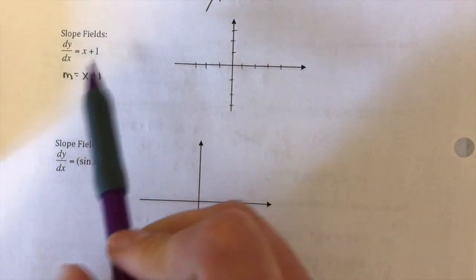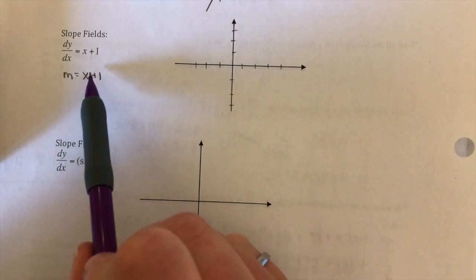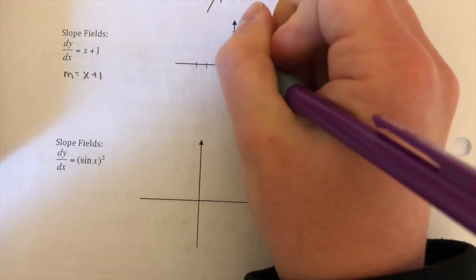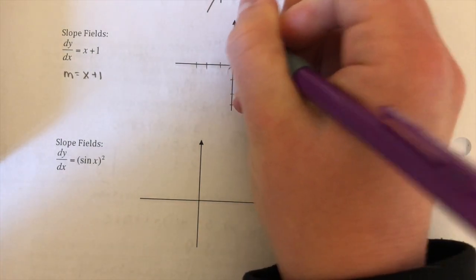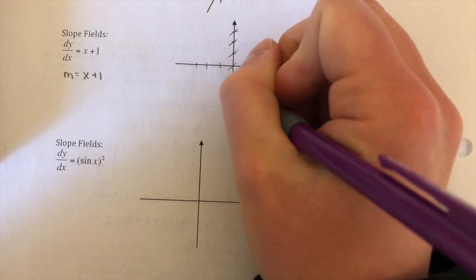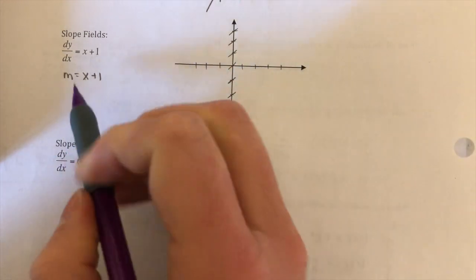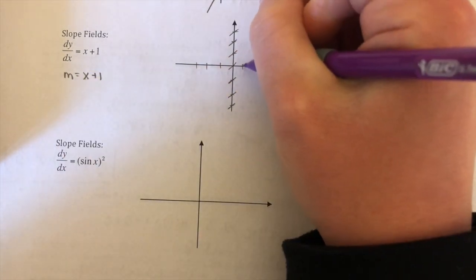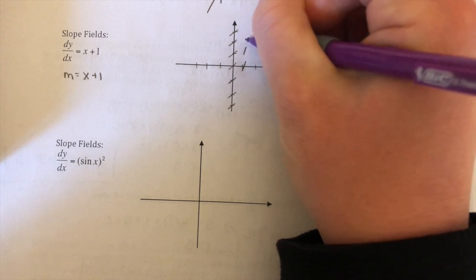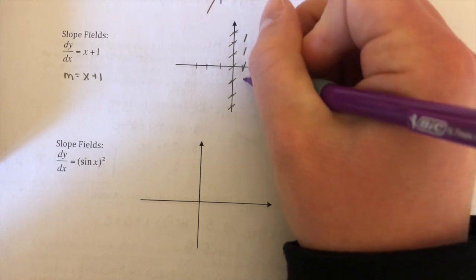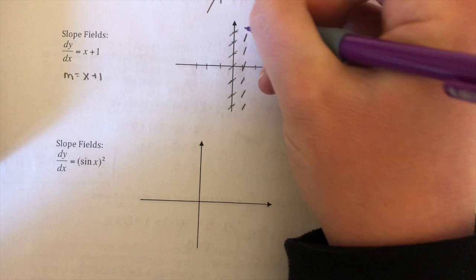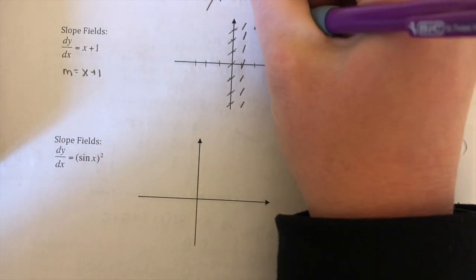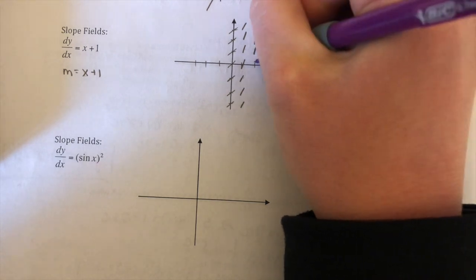So if I plug in x is equal to 0, my slope is 1. So at all of these points, I'm going to just draw a slope that's 1 up, 1 over. If I plug a 1 in for x, then my slope is equal to 2. So anywhere here, my slope is going to be steeper. If I plug a 2 in for x, it's going to be even steeper still.